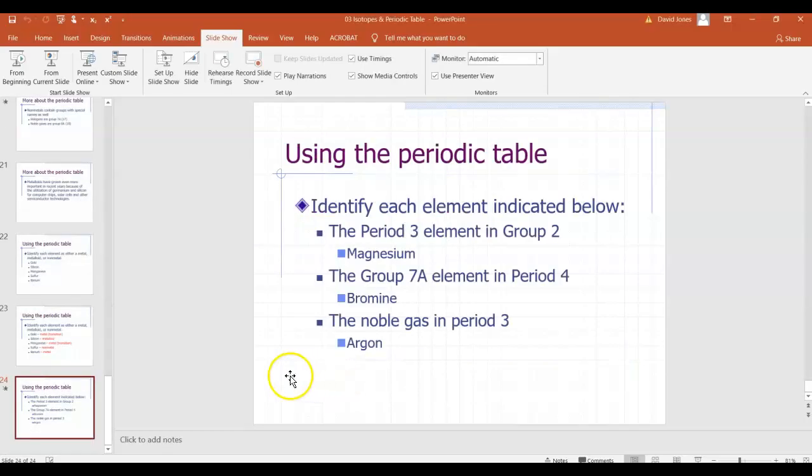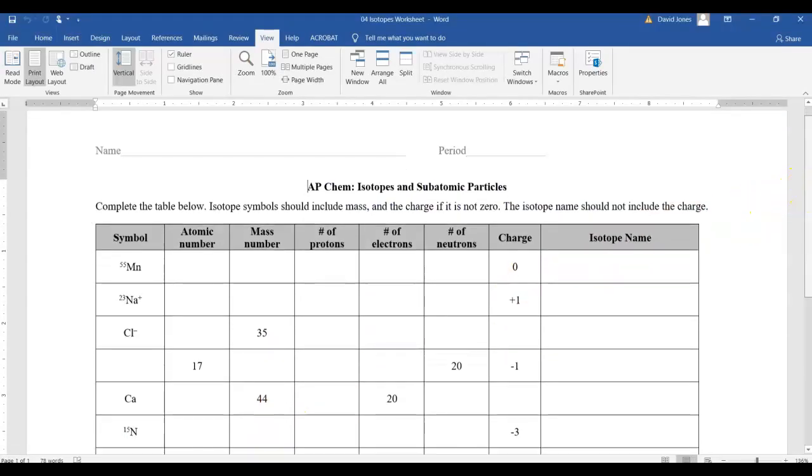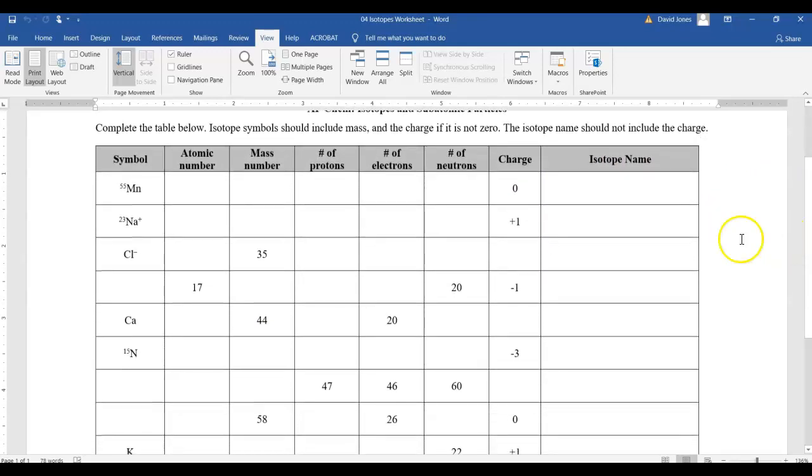You're going to have a handout, a homework assignment to do. This is on either taking an isotope symbol and figuring out its atomic number, mass number, number of protons, electrons, and neutrons, etc. from that, or going in reverse. And so I'm going to do two examples for you. So let's fill in the blanks for this top one, which gives you 55 Mn.